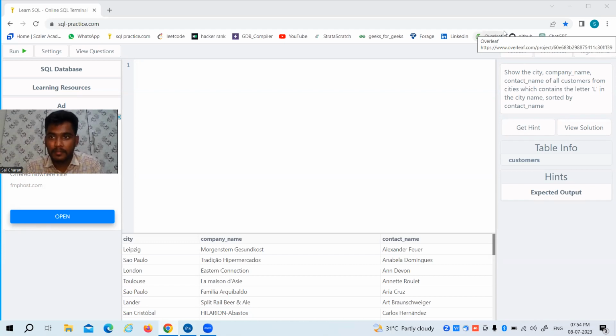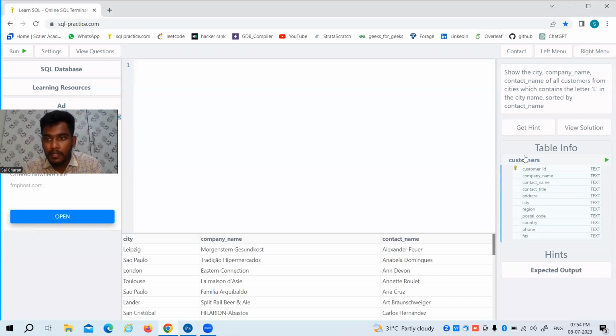Let's start the question. Today's question is: show the city, company name, contact name of all customers from cities which contain the letter L in the city name, sorted by contact name. Before starting, let us see the table they gave. The table name is customers. The columns are customer ID, company name, contact title, address, city, region, postal code, country, phone, fax, and every column is of text data type.